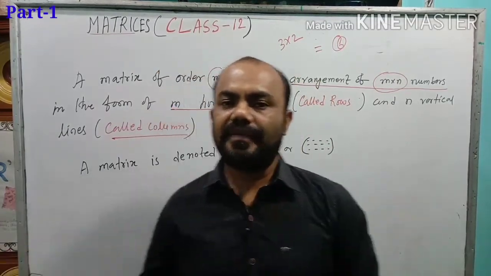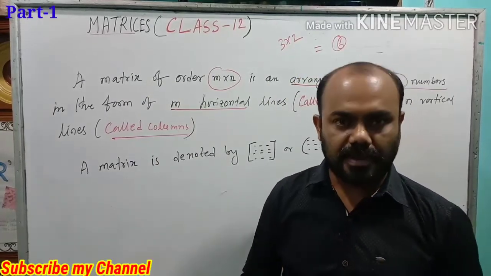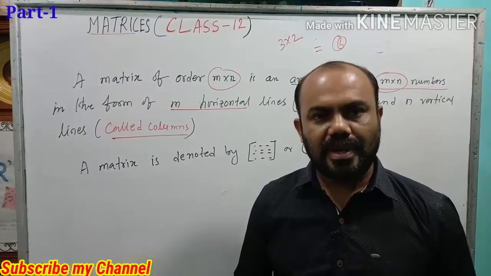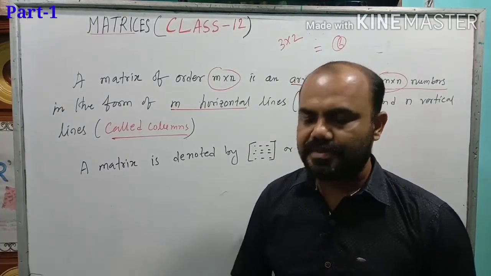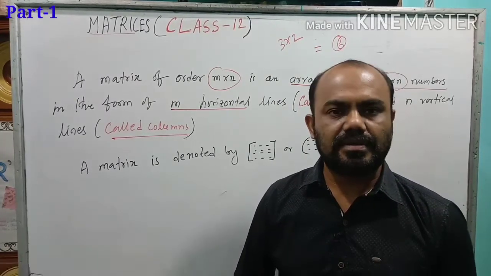That is, in the definition itself it is given that a matrix is an arrangement of some numbers. So a matrix is totally an arrangement, different types of arrangement, but a matrix, like the determinants, does not have a value.